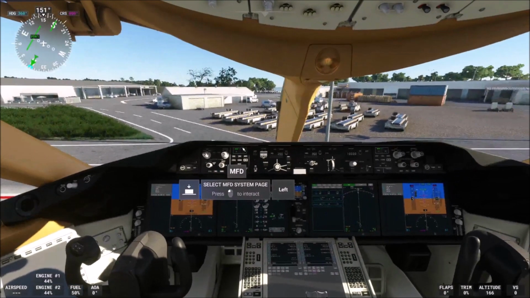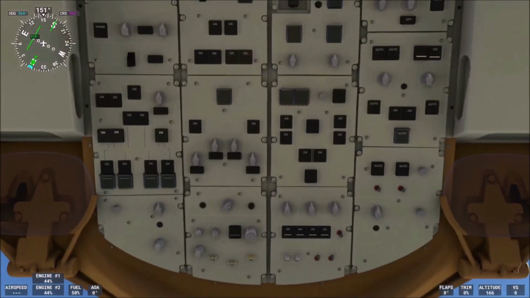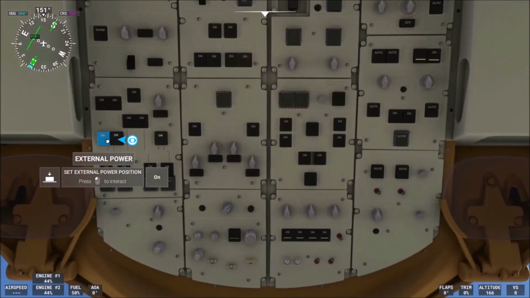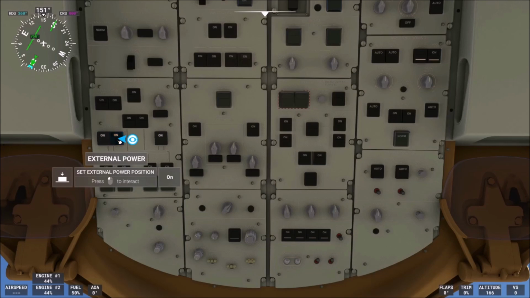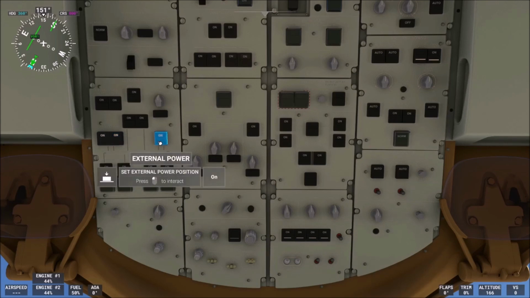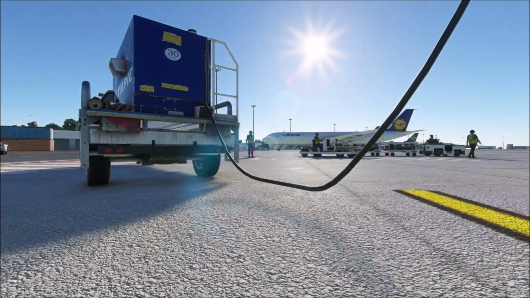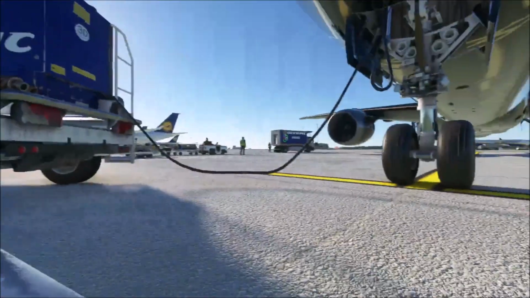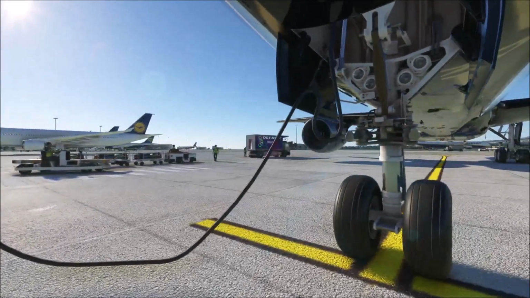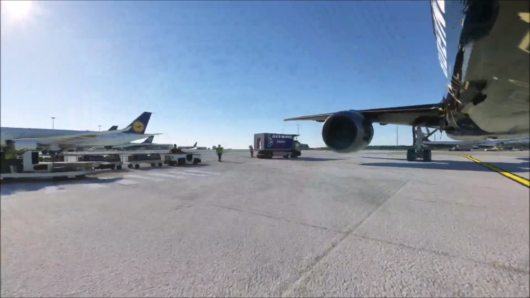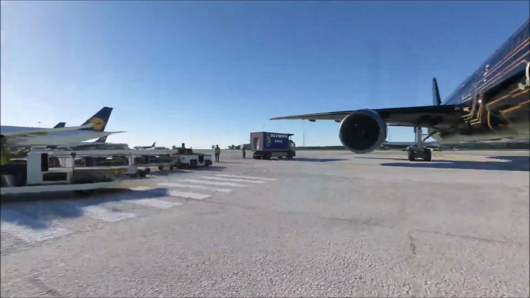Then you go here, CTRL 0, if available, and you press external power to on. When you leave, you turn it to off, and you don't have any external power anymore. And if the vehicle arrives, you just check that this cable is connected with the aircraft. Useless information of the day, call it whatever you want.